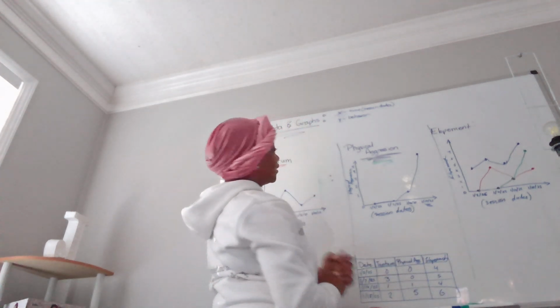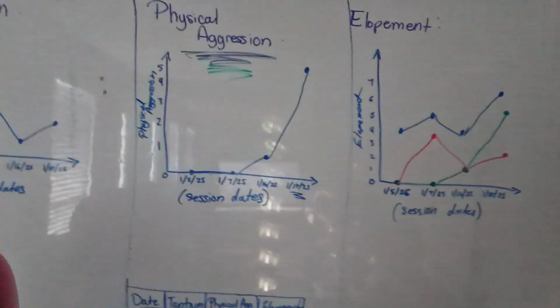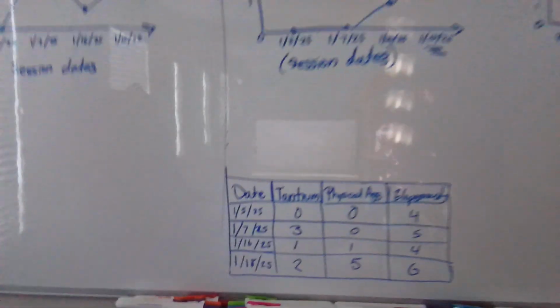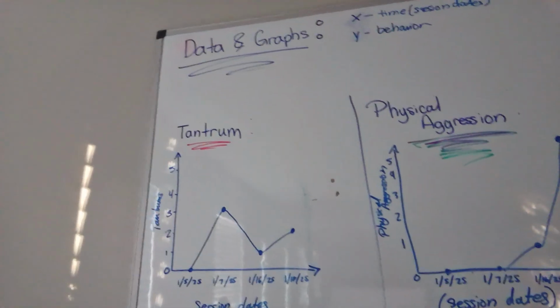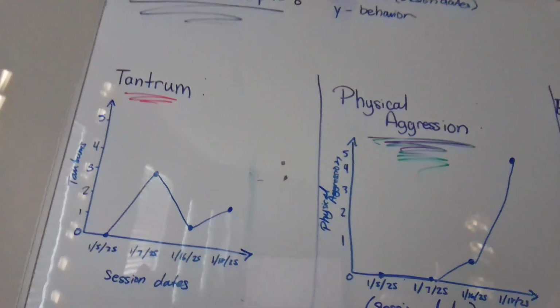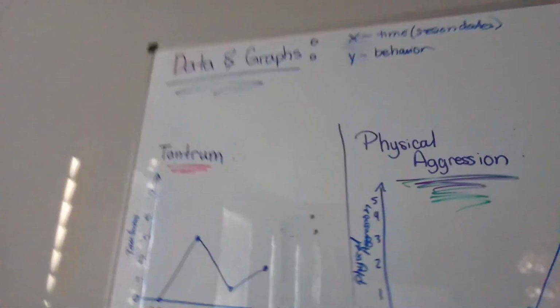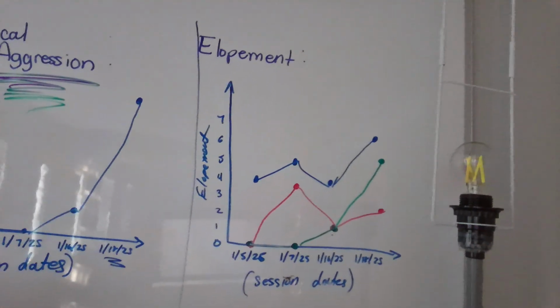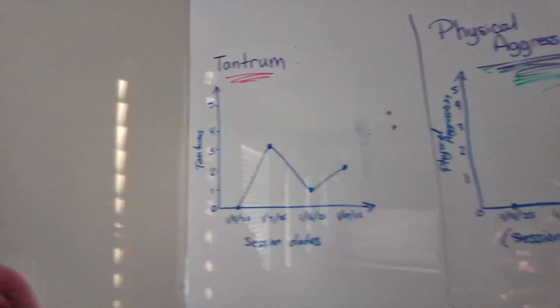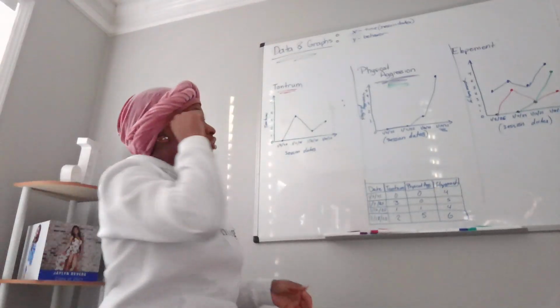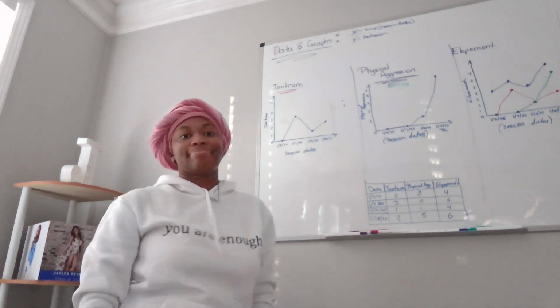And yep. I'm going to come closer so you can see the details of it. So we have tantrum, physical aggression and elopement right there. We have the data that I used up there. I just put that in graphs to explain why I put the X and Y. And then here's the data combined. So all 3 of these combined into one. And then I'll also take a picture as well so you can see it clearly.